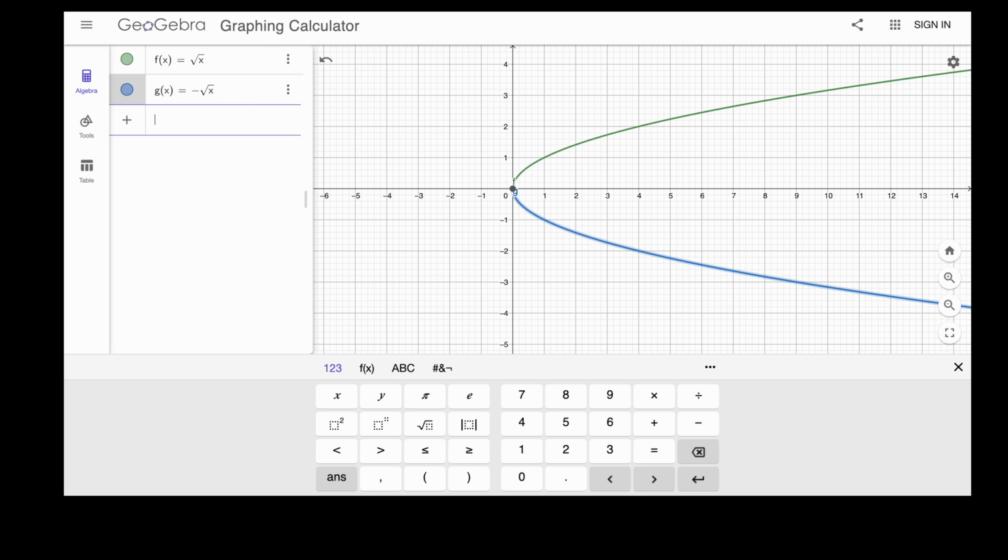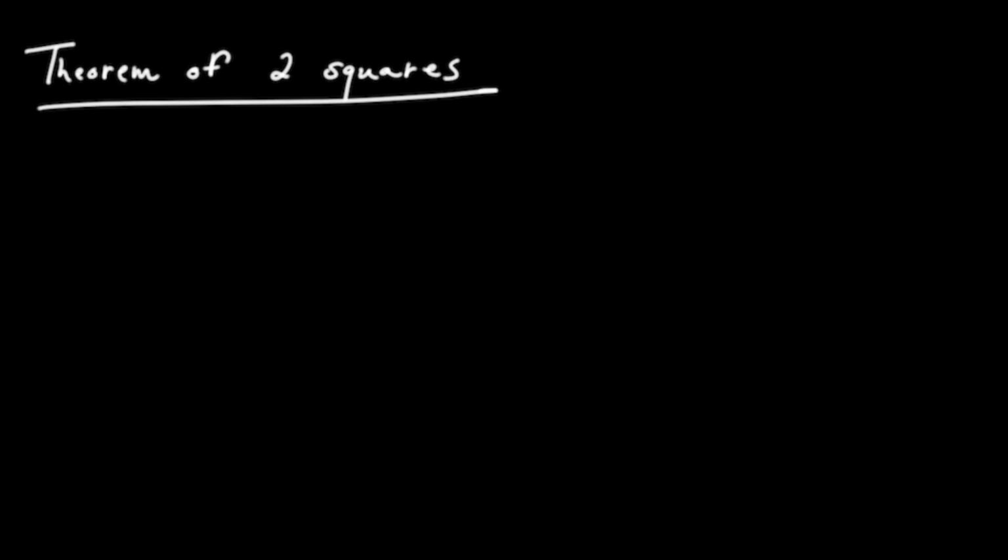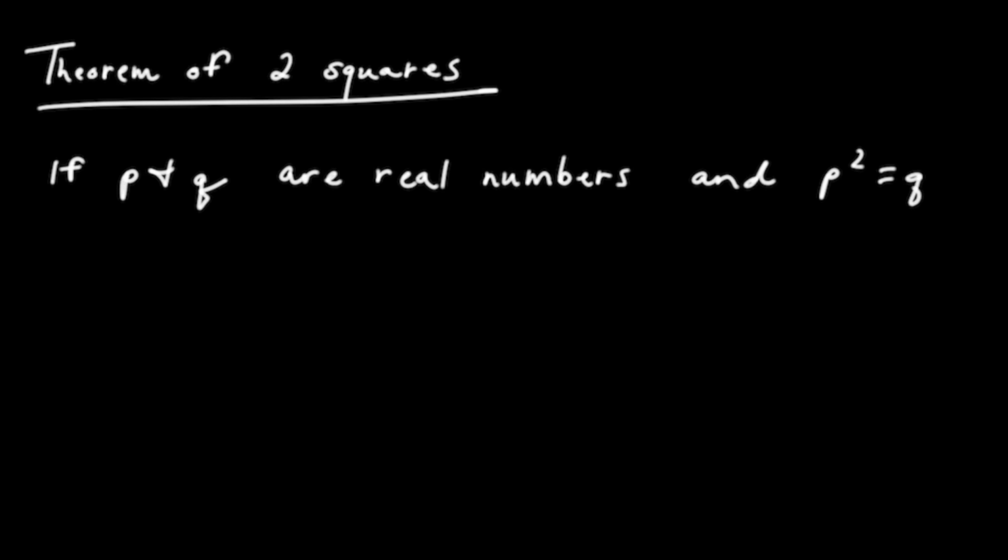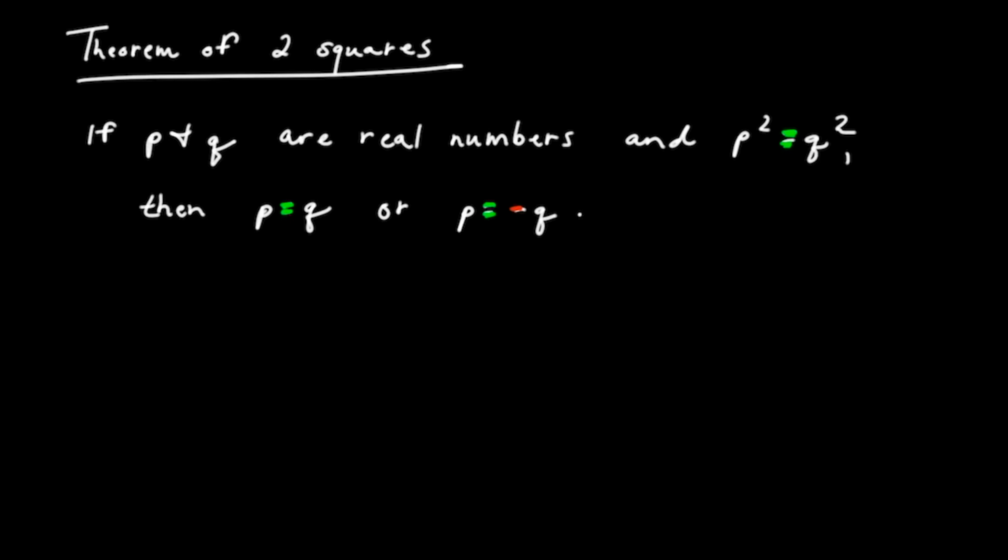Now, where you will always see plus and minus is when you're dealing with quadratic equations and the theorem of two squares, which states that if p and q are real numbers and if p squared equals q squared, then p equals q, and it can also equal negative q.